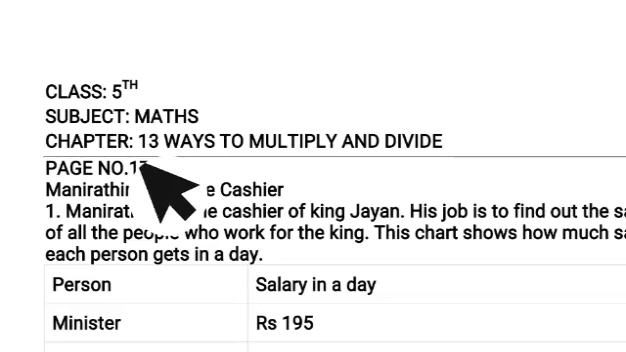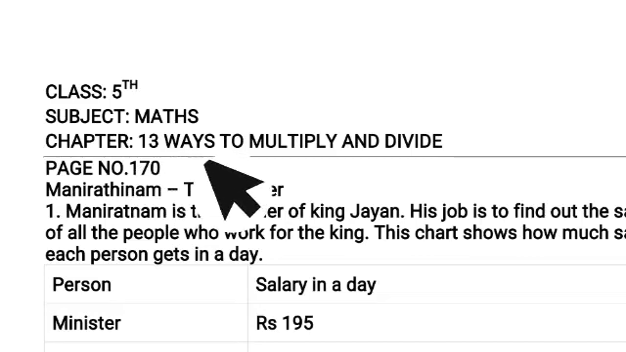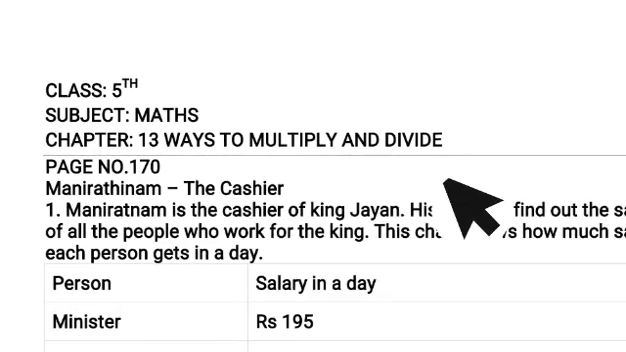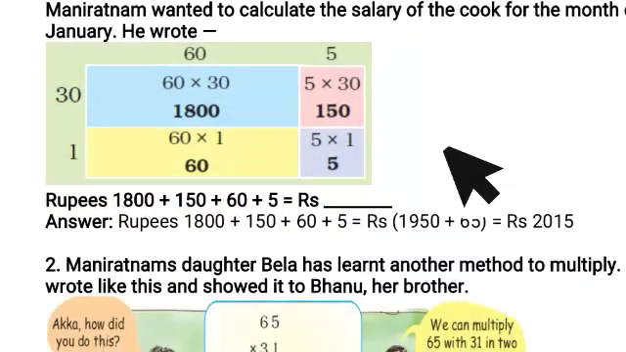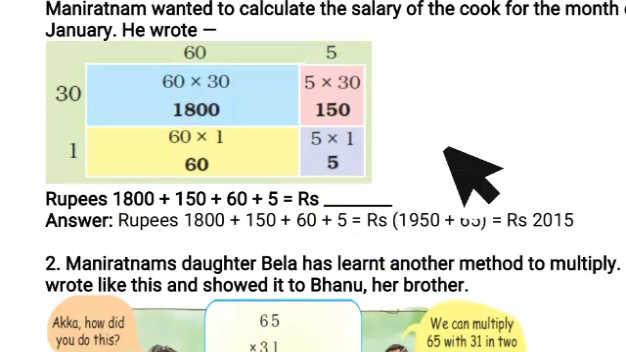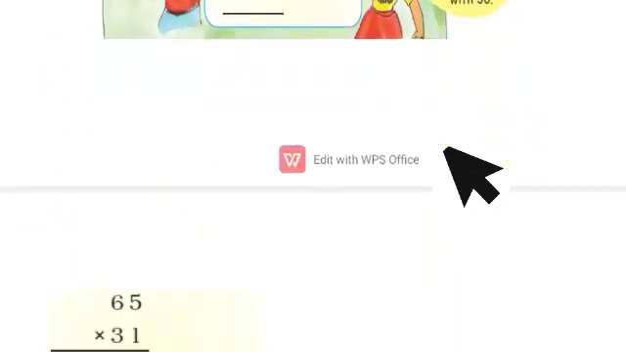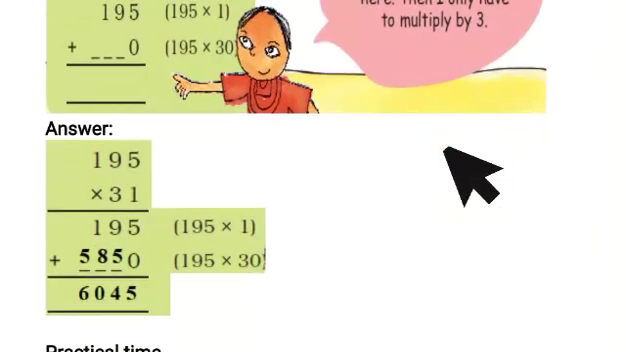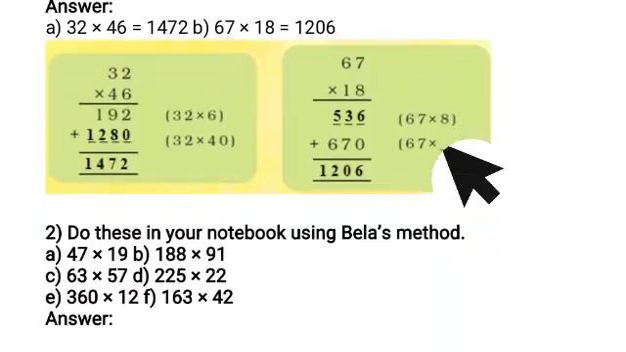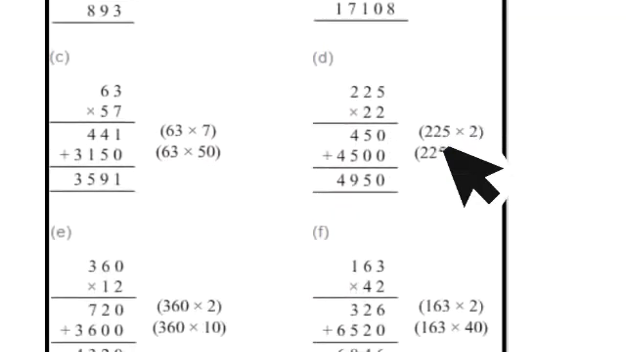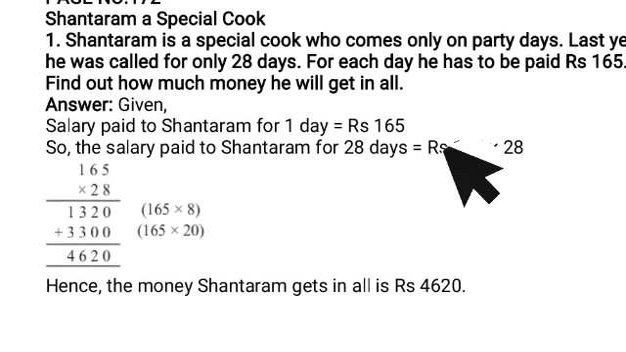Today we are going to study chapter number 13, and the name of our chapter is Ways to Multiply and Divide. This is the second part of our chapter. In the previous part we learned a few questions from this chapter. We studied how to multiply two-digit numbers, and also tried solving word problems. Then we studied three-digit numbers and how to start multiplication using them. So we have completed page number 172.